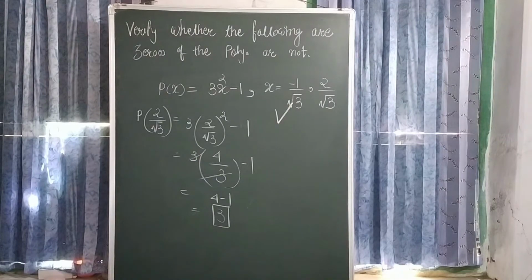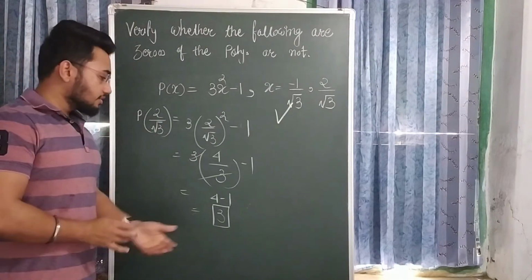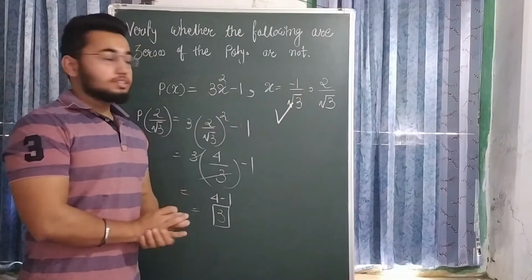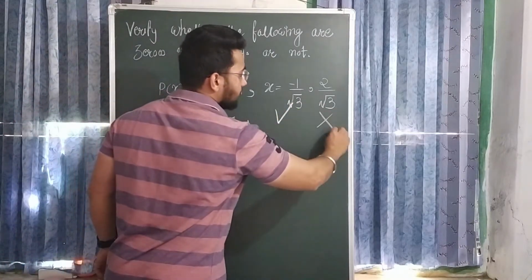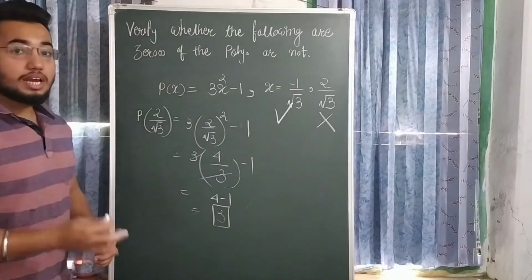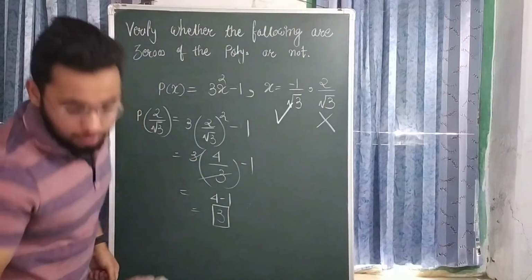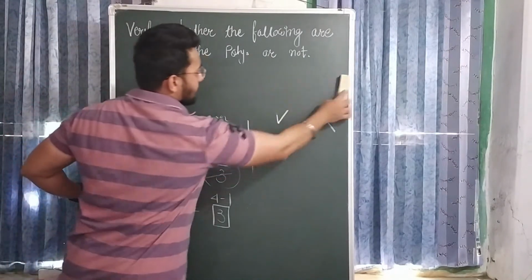0 is not coming. The answer will come 3. So we cannot say that this is a zero of this polynomial. This is not a zero of this polynomial. Whenever you get the answer 0, then and only then can we say that this is a zero of this polynomial. Okay. So now this exercise is over.